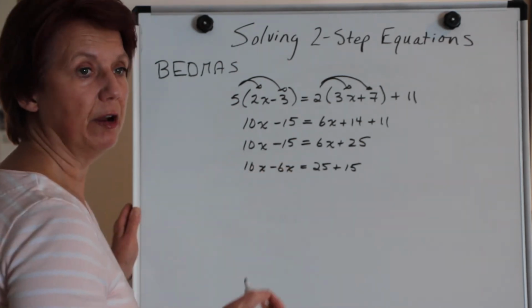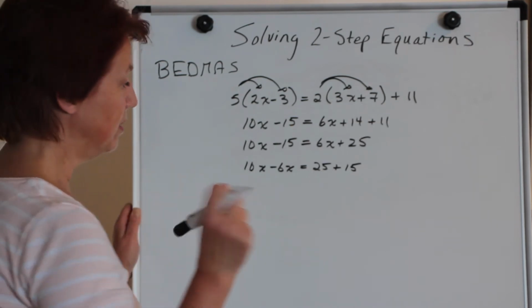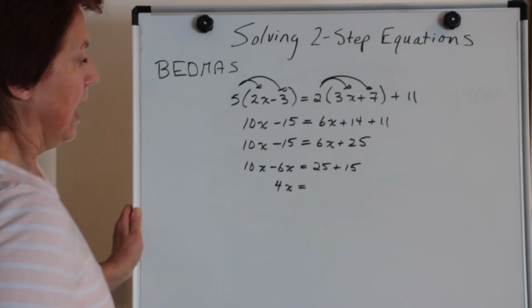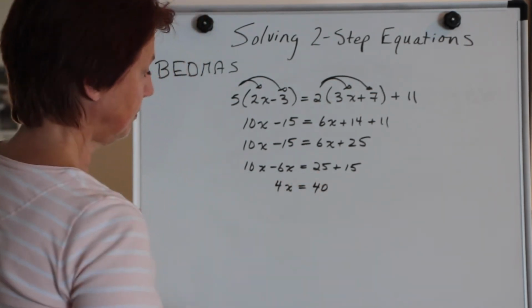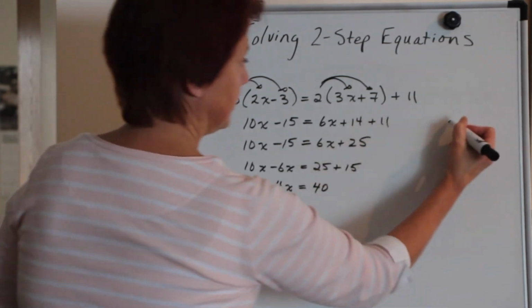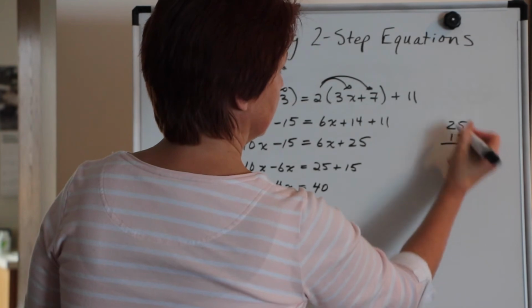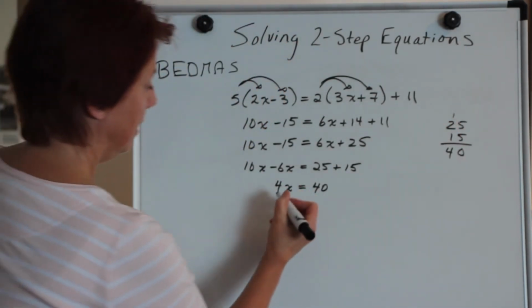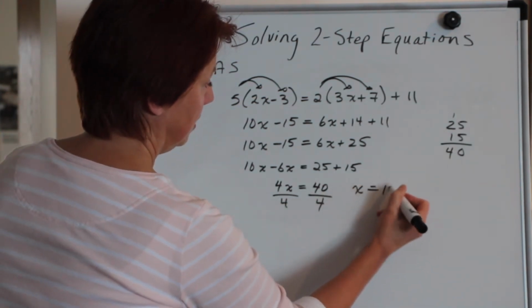Remember, just ignore the variable. Do the math with the coefficients. The coefficients are the numbers next to the variable. That gives us 4x. And 25 plus 15 is 40. All right? If you're not sure about stuff like this, then write it out. 5 plus 5 makes 10, carry the 1, and that adds up to 4, okay? And then we divide out the 4, and x will be equal to 10.